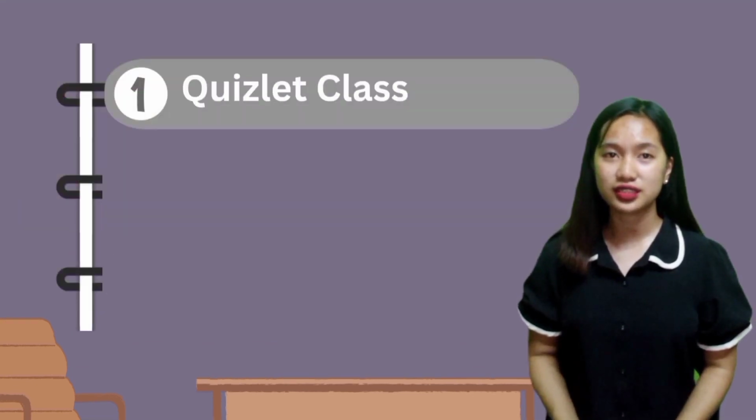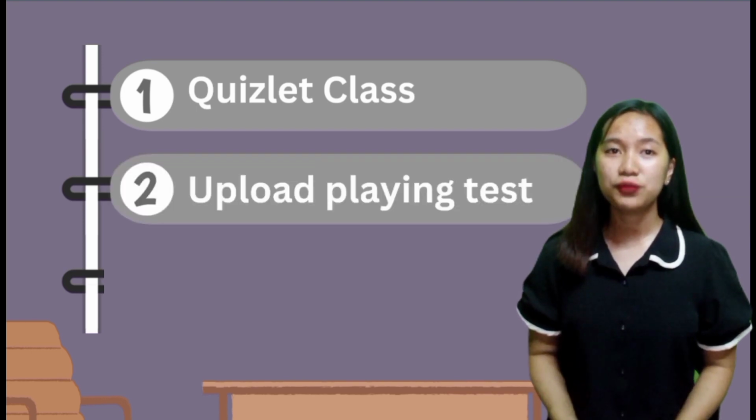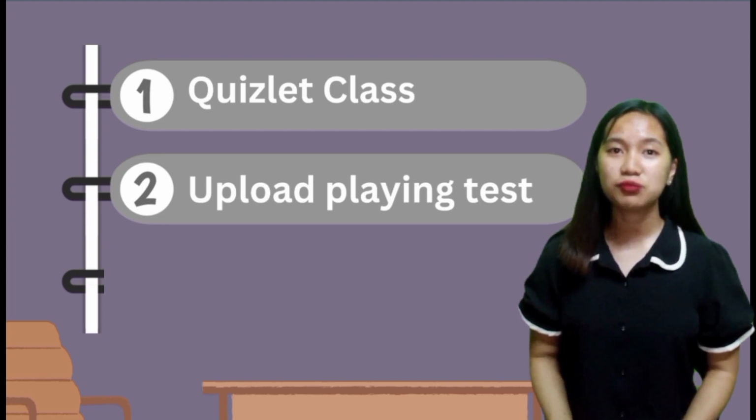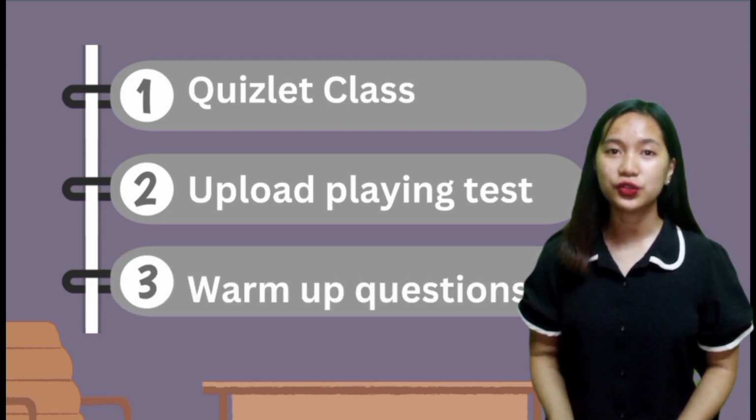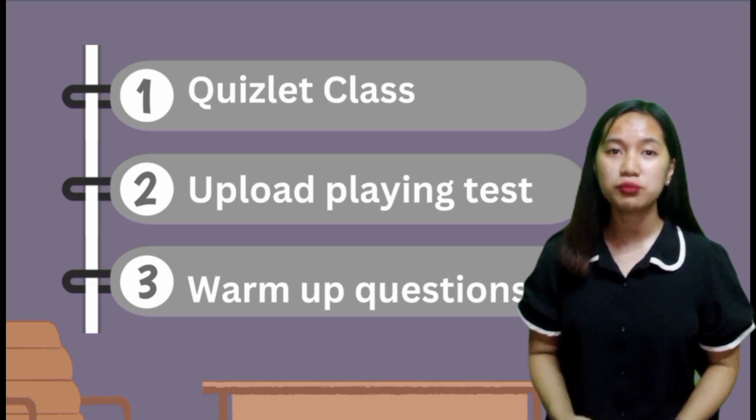Number one is the Quizlet class. In Quizlet class, the teacher can create a Quizlet at the same time when students join the class. Quizlet will notify them at the same time. Next, upload playing tests. Here teachers can view the playing tests and leave their feedback, while students can choose to listen to the test they want. And the third, warm-up question. If the teachers would like to assess how well students understood the discussion, this is the use of the warm-up question.